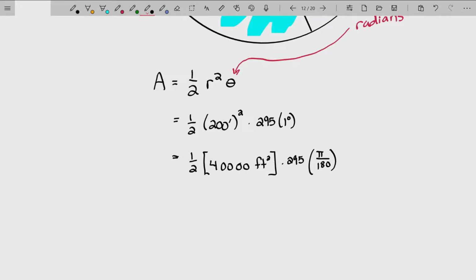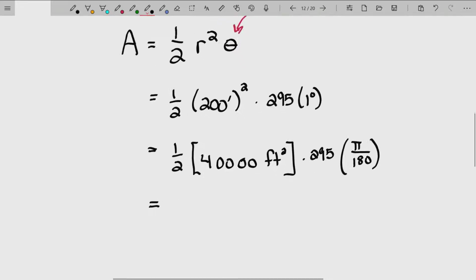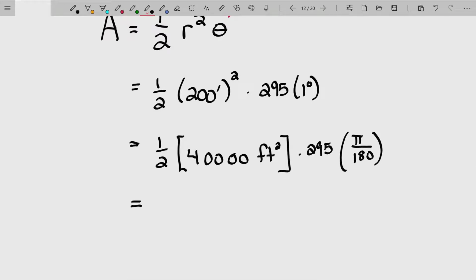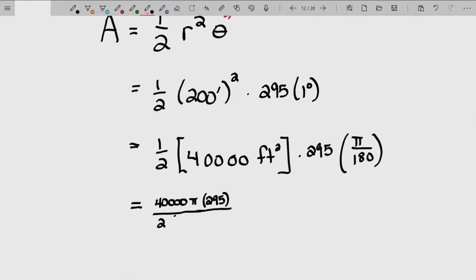So I'm pretty much game with that. Let's suppose that this was an exam and you were not allowed a calculator, and your instructor just said, write this in exact form. You could write it like this: 40,000 pi times 295, all over 2 times 180. You could totally leave it like that. Don't forget that it's square feet.